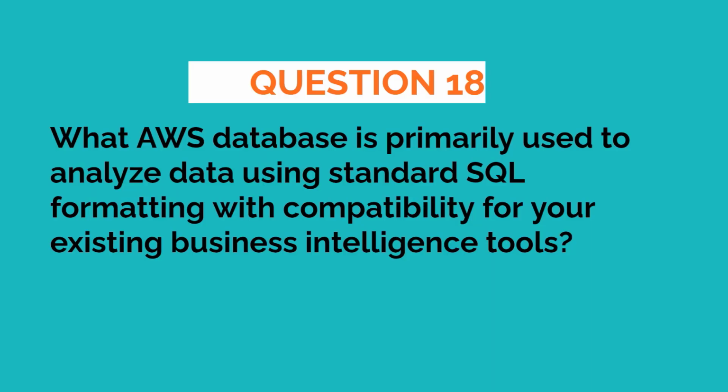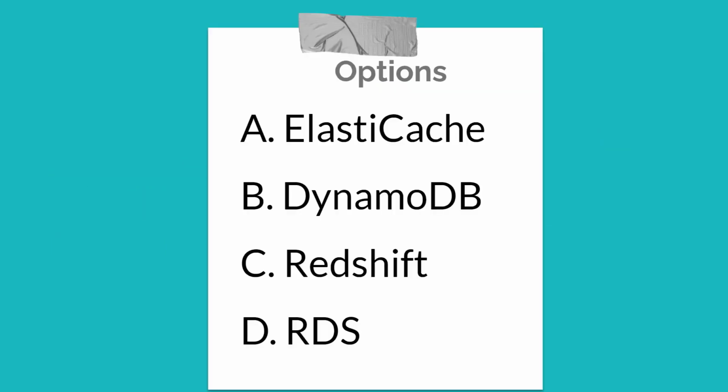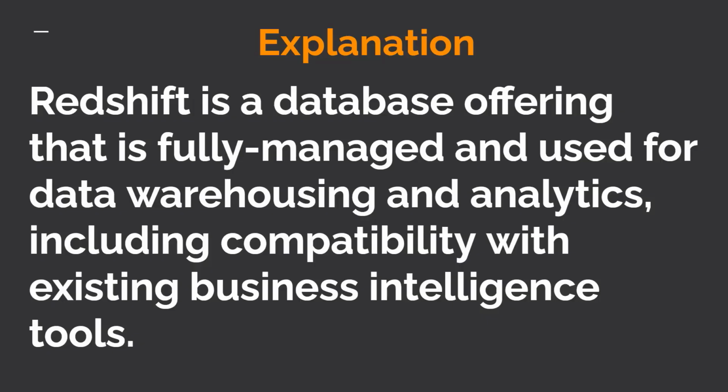Question 18. What AWS database is primarily used to analyze data using standard SQL formatting with compatibility for your existing business intelligence tools? Option A. Elasticache, B. DynamoDB, C. Redshift, D. RDS. Right answer is C. Redshift. Explanation: Redshift is a database offering that is fully managed and used for data warehousing and analytics, including compatibility with existing business intelligence tools.